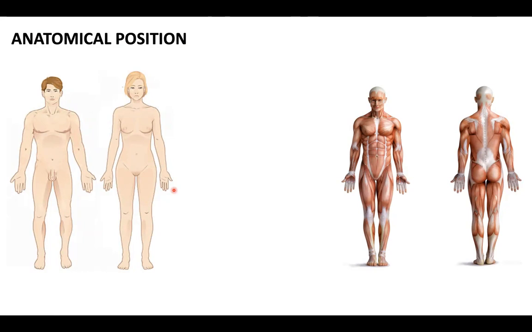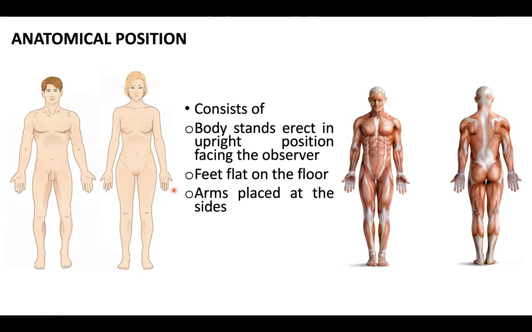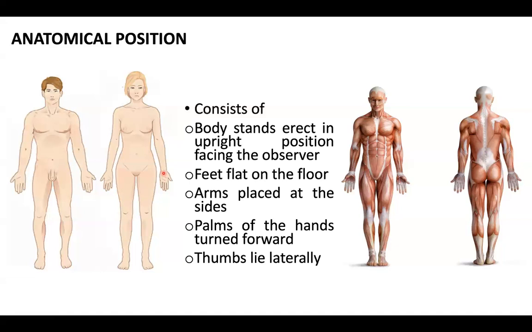So in anatomical position, the person stands erect, facing the observer, feet flat on the floor, the arms are placed by the sides, the palms are turned forward, which means the forearm is in supination, and the thumbs point laterally. So this is anatomical position, as you see it in the diagrams, and description of location of any organ or description of any region in anatomy is assuming the body in this position.